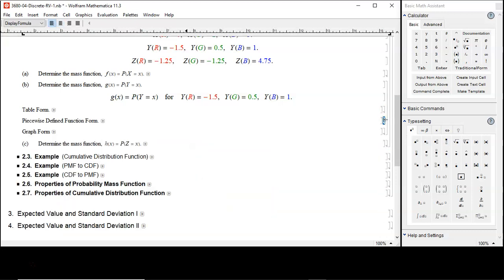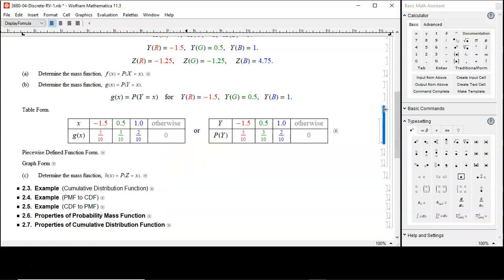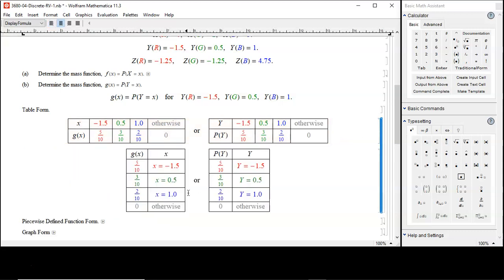Another way is to use the piecewise defined form. And if, and then we have probability values and 0 otherwise, and a lot of people skip this 0 otherwise. Same goes here. This part, that part, this part, many people just skip that.